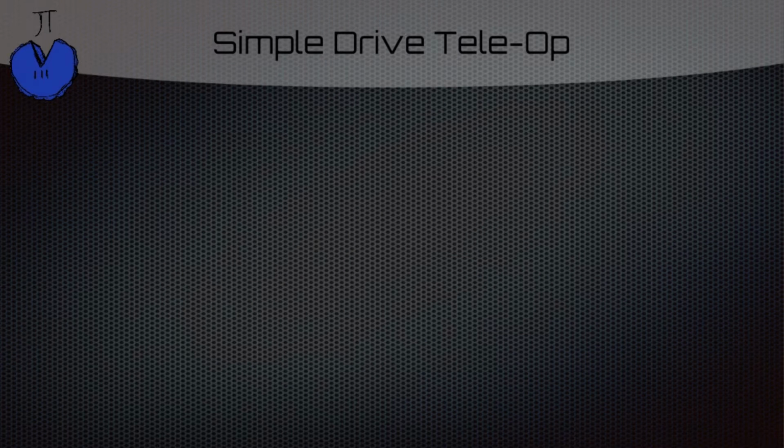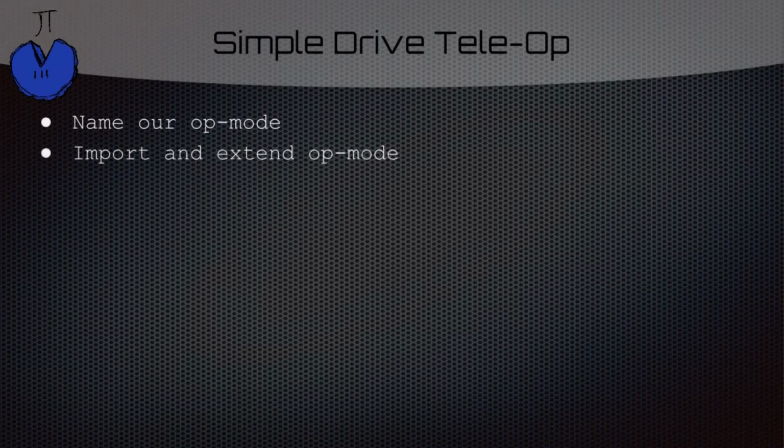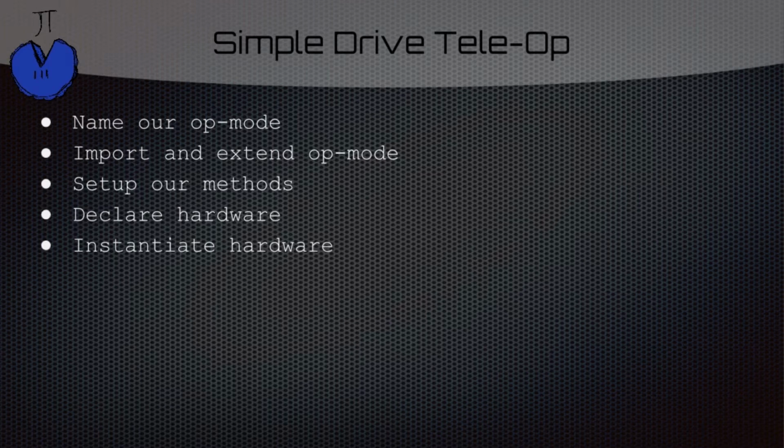So first, I thought we'd make a simple driving teleop. So this will make us be able to drive the robot around using the gamepads. Some of the things involved in doing this, we will have to name our op mode, import and extend the op mode class. We talked about importing in the previous video. Set up our methods, the init, start, loop, and stop. Declare our hardware, just a couple of wheels. That's really it. And then instantiate our hardware using the hardware map, and use the gamepads to actually drive the robot. And of course, we need to register the op mode.